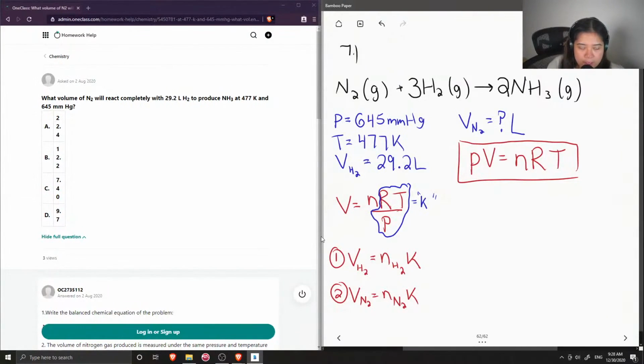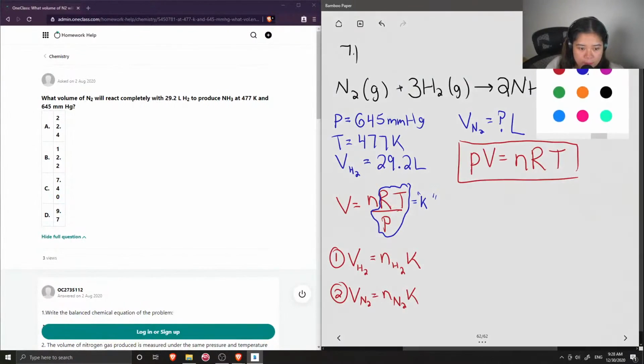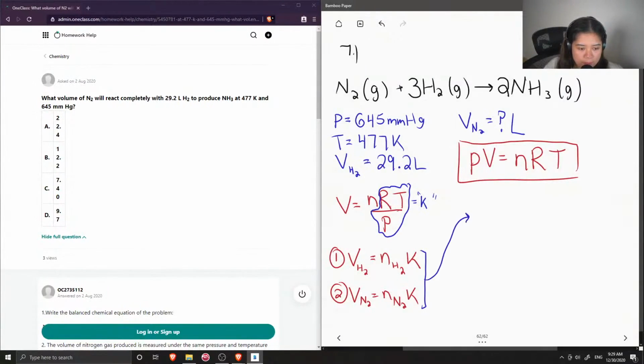So let's just simplify and isolate K and then make the 2 equations equal to each other. So to show this, these will be combined, and then we can write that the volume of H2 over the number of moles of H2 is equal to the volume of N2 over the number of moles of N2.